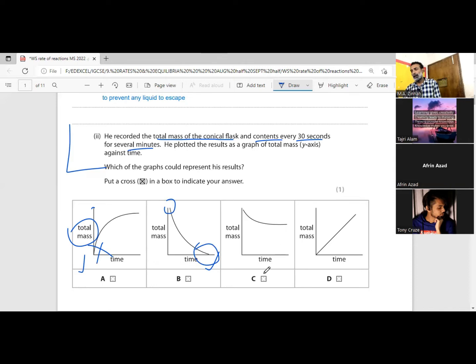Okay, this is not. And how about this? Yes, this is correct. Mass falls.